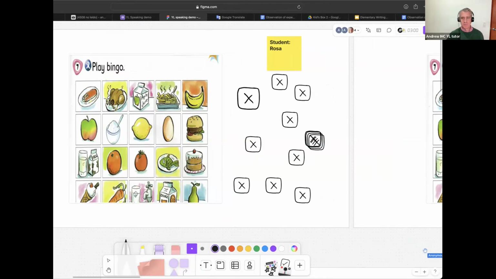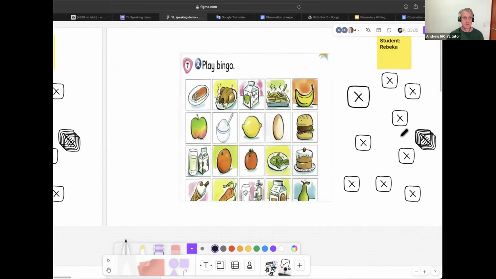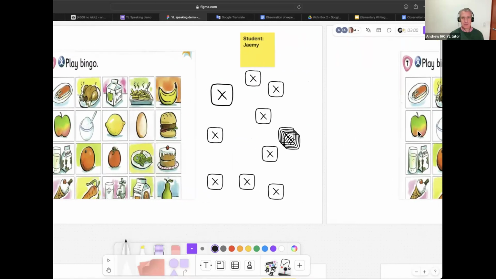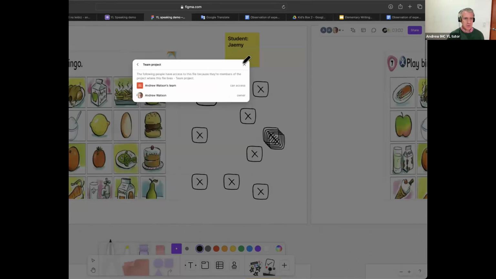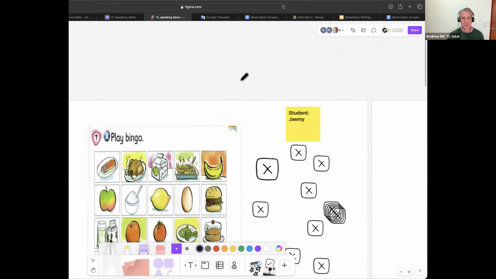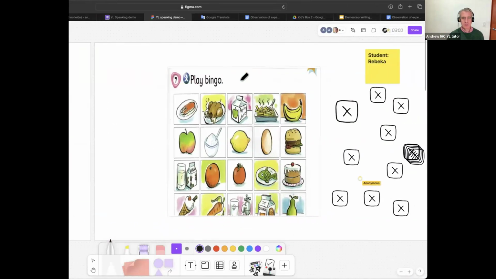You're having problems, Rosa? Can't you move anything? Jamie, what about you? Can you do anything? Can't find the pencil tool. Okay, that's weird. Well, it says you can edit. Anyone can access. Okay, can you move the X's, Rosa? Can you click and move the X's? Can't move the X's either. That's not good, is it?